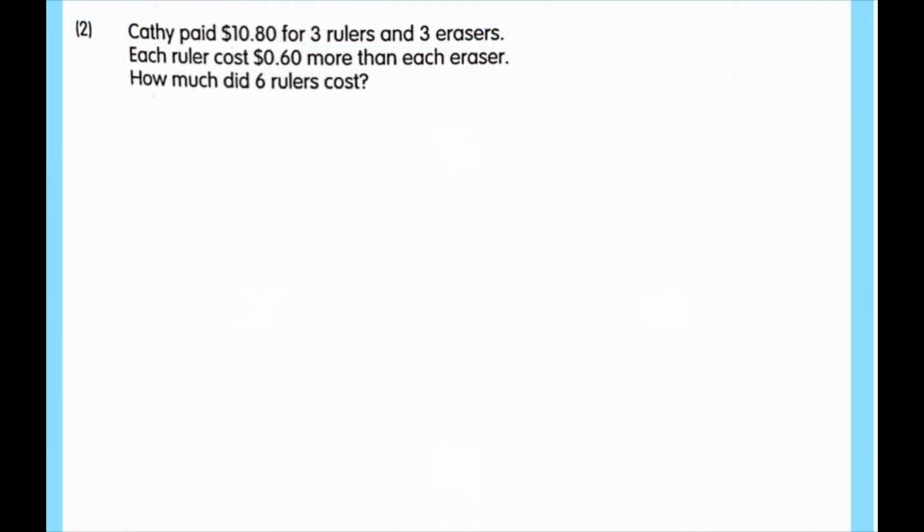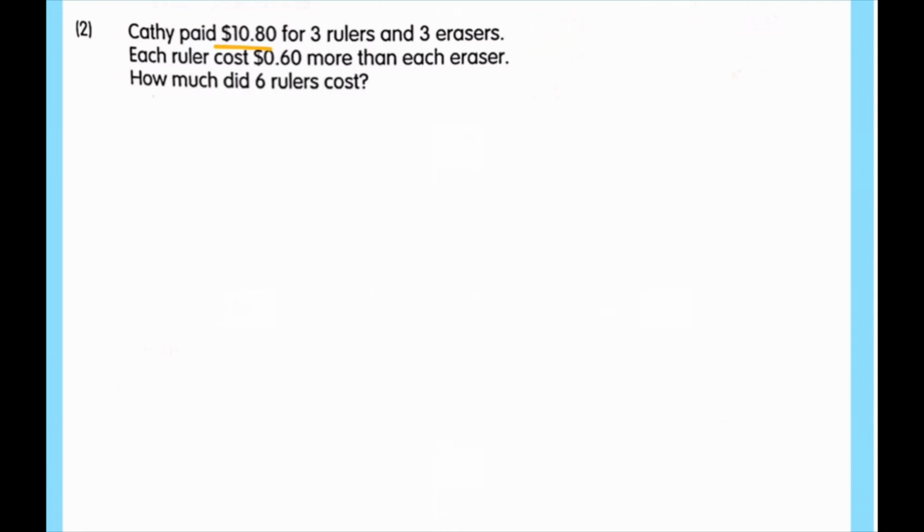Let's look into the next problem. Kathy paid $10.80 for 3 rulers and 3 erasers. Each ruler cost 60 cents more than each eraser. How much did 6 rulers cost? Let's look into the given information. We know that Kathy paid a total of $10.80 for 3 rulers.